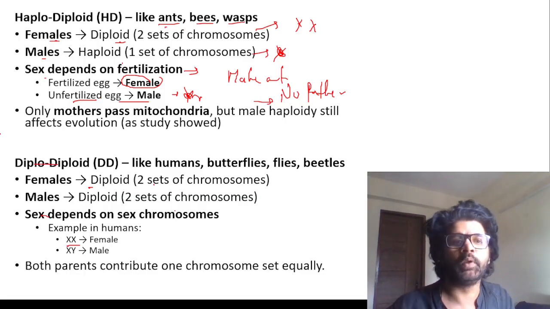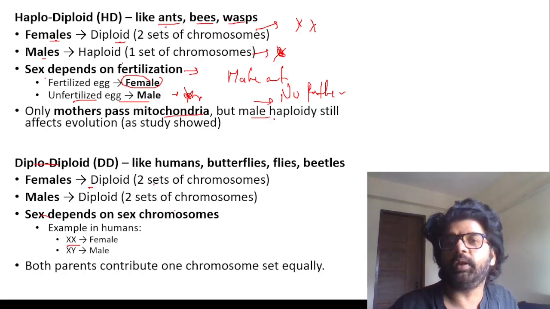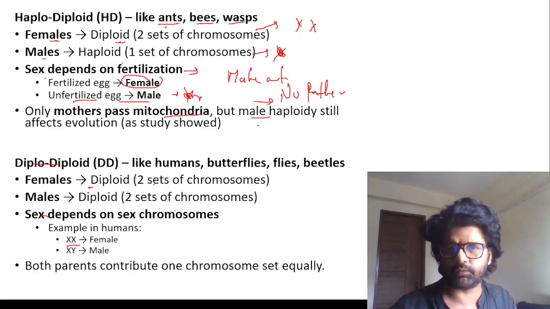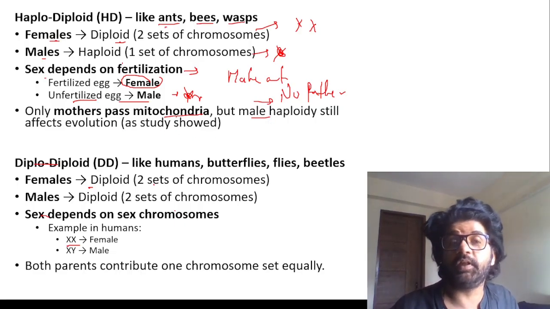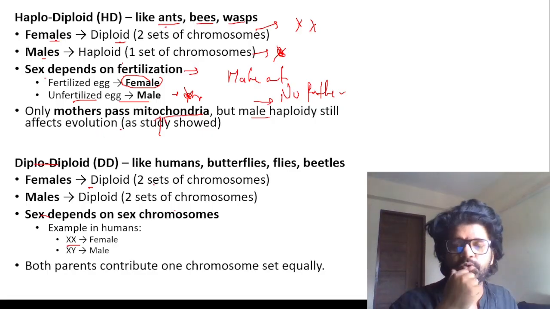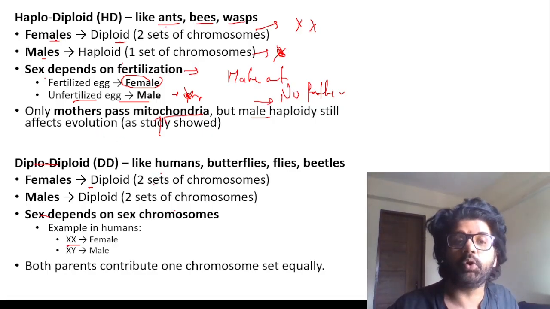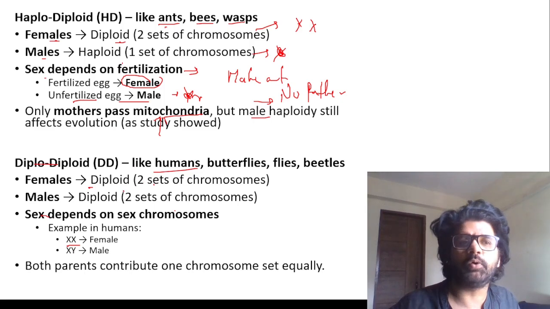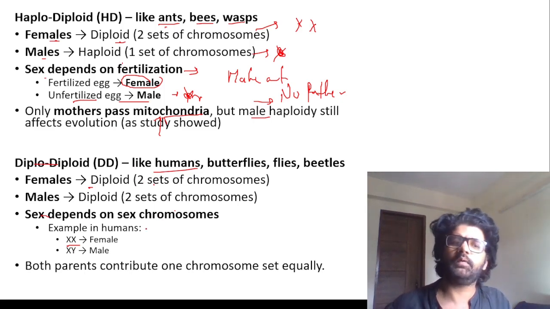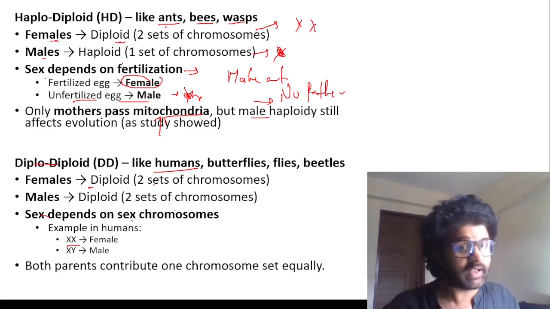They only have a mother. Only the mother passes mitochondria, but male haploidy, even though males have only one set of chromosomes, still affects the evolution of mitochondria, which will be shown by the study. We'll talk about it. Diplodiploid, we humans. So here it's not about sex. Male or female, whatever has to happen, sex has to happen.